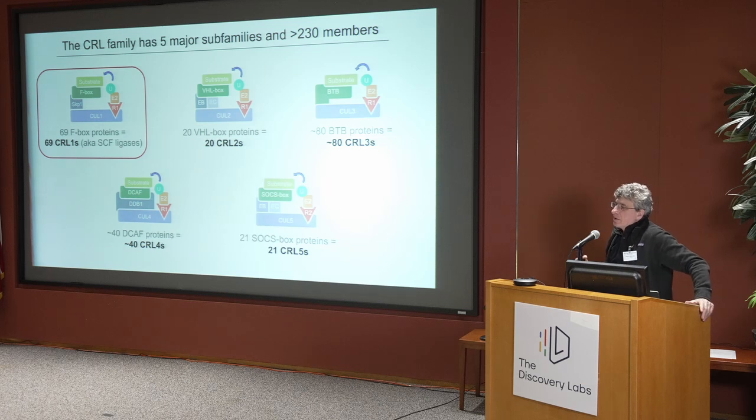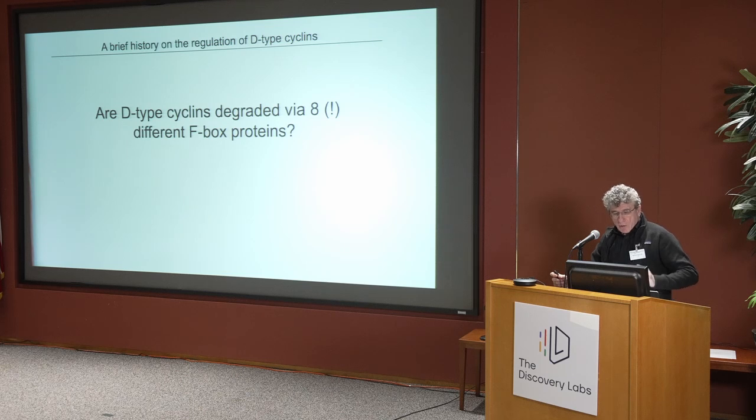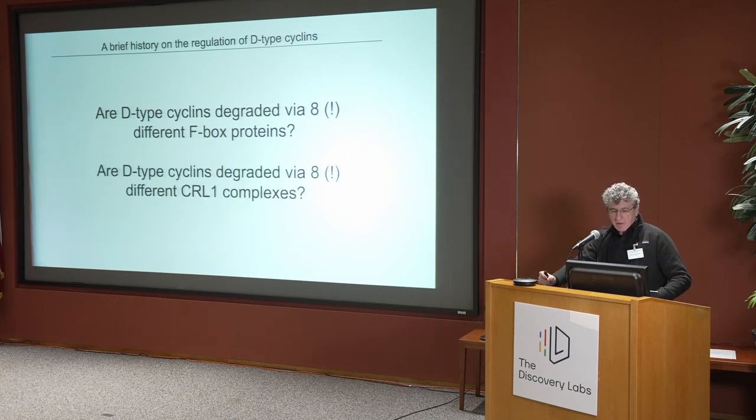Basically, what these papers suggest is that cyclin D1 is degraded via one of several CRL1s. If you look at the literature, as many as 8 different F-box proteins have been reported to target mostly cyclin D1, but also cyclin D2 and D3. So there are 8 different F-box proteins, and 8 different CRL1 complexes.